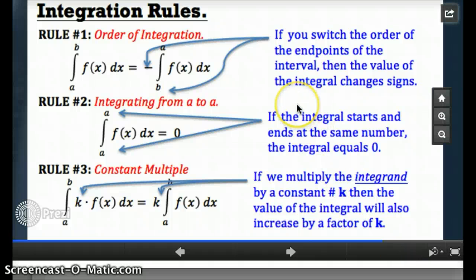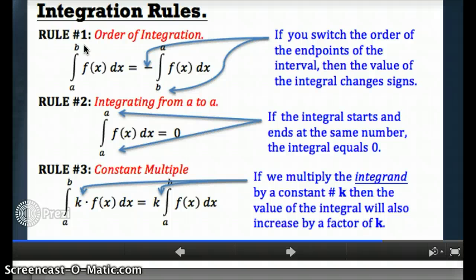Okay, so these are 3 very simple rules, and they're really just helping you get to know the notation. The order of integration is a rule about the order in which we list the endpoints. Normally, we're used to calling a the variable for the first or lesser x value of the region in which we're trying to calculate the area. So let's say we were calculating the area from 2 to 8. 2 would be a and 8 would be b.